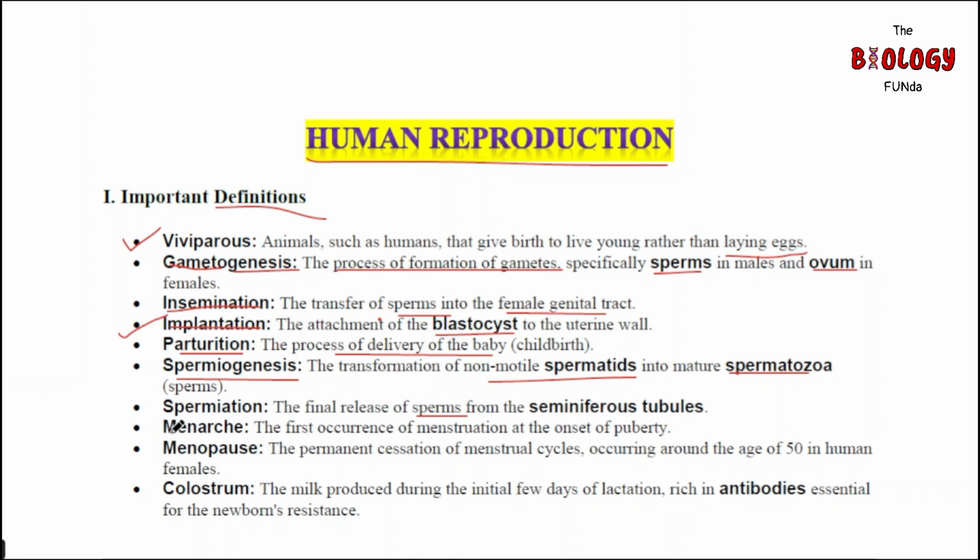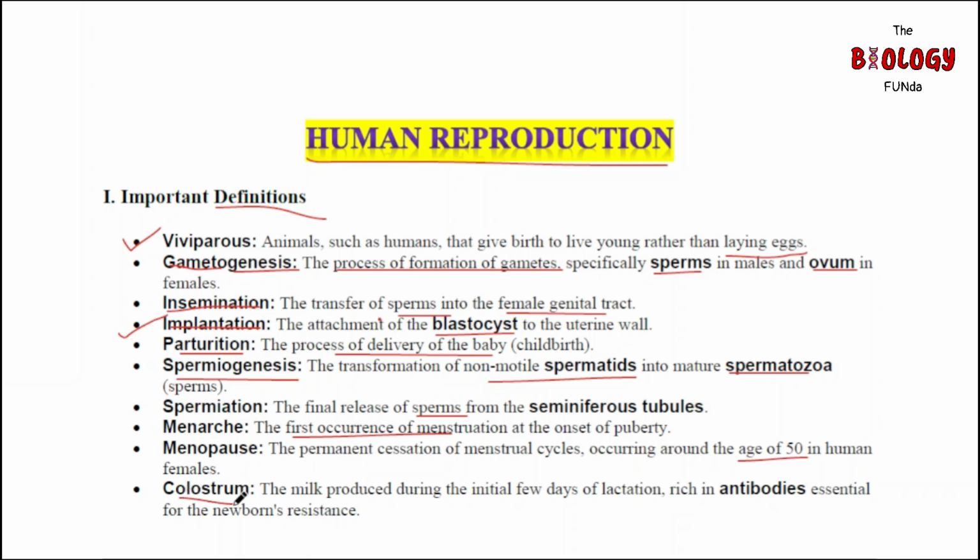Menarche and menopause. Menarche is the first occurrence of the menstruation. Menopause is the permanent cessation of the menstrual cycle. That means when the periods stop at the age of 45 to 50. So that's called menopause.